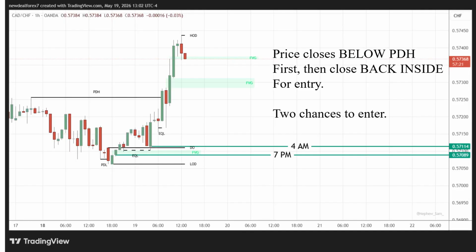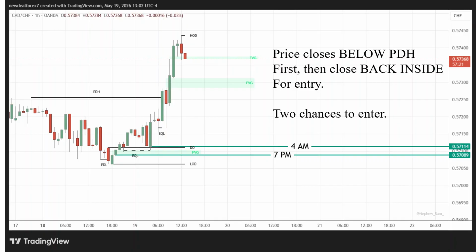So this is the 1-hour chart. Now this trade happened very early in the day, but it did give you 2 chances to get in. The market levels indicator will automatically show you the prior day low and prior day high. So we see right here where my mouse is, prior day low: price closed outside of it and then closed back inside of it. That right there is your entry. You don't need any fair value gaps. You don't need to drop down to the 5-minute, the 1-minute.